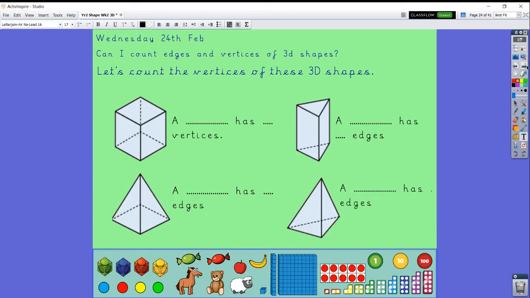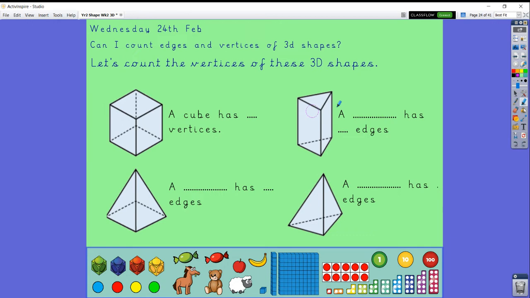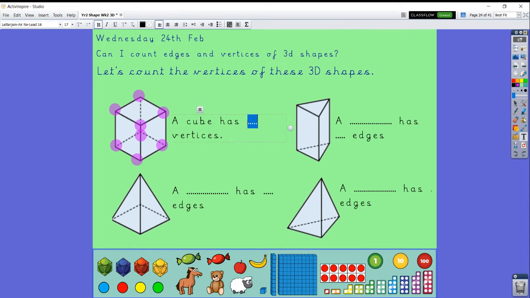So now, would you like to take the same shapes and see how many vertices they have? Remember, those are the corners. So let's have a think. So a cube has, using our highlighter, let's add in our vertices. 1, 2, 3, 4, 5, 6, 7, and there's one hiding down there, which makes 8. A cube has 8 vertices.